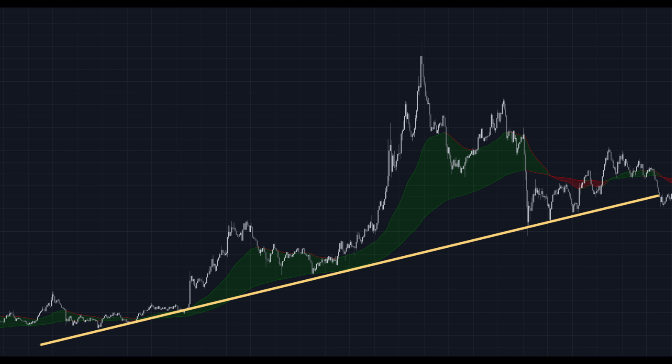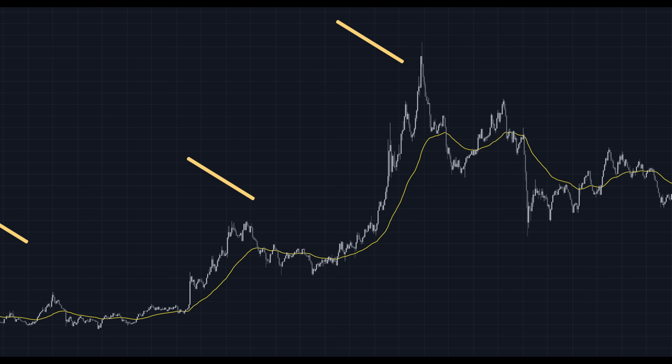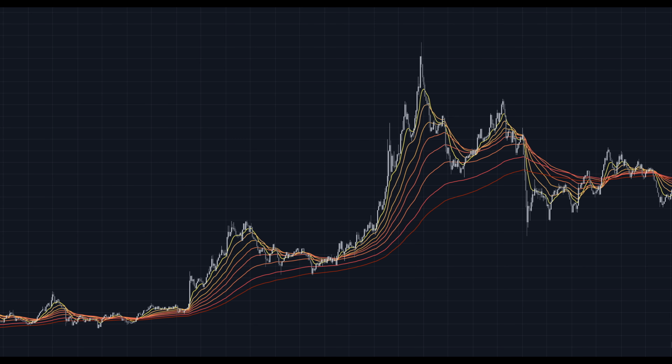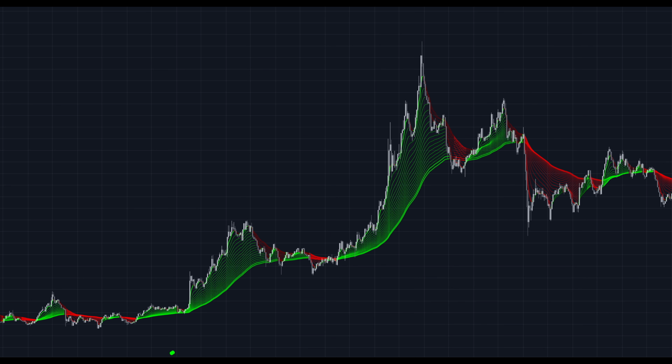Using a ribbon, you can gain a clearer understanding of the trend compared to a single moving average. This is because during a pullback, the price may cross a single moving average several times, which can be confusing. On the other hand, a ribbon consists of various period moving averages, creating a cluster of support and resistance levels. This helps you assess the strength or weakness of the trend more effectively.